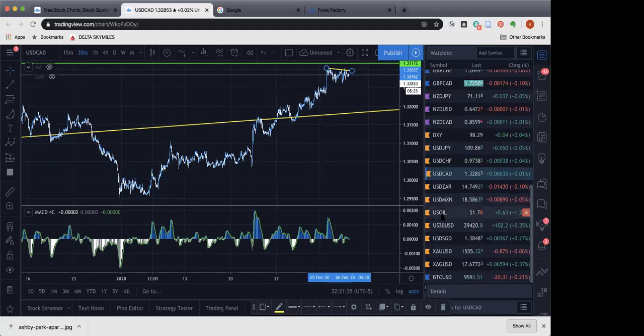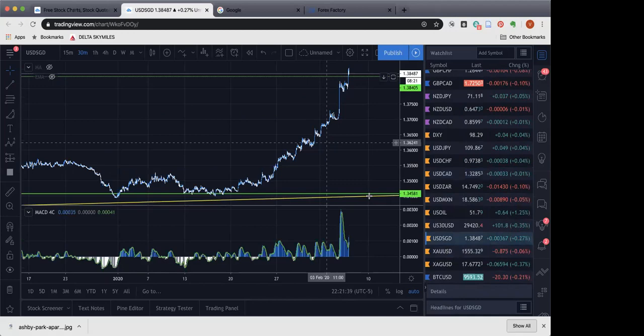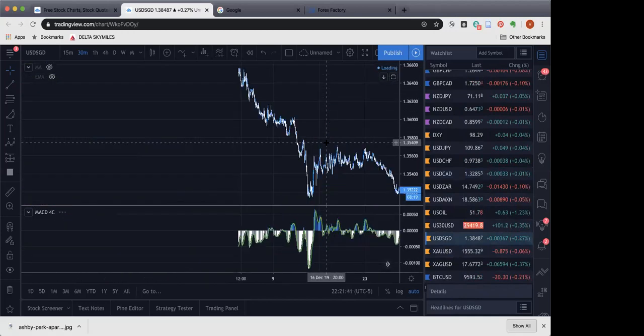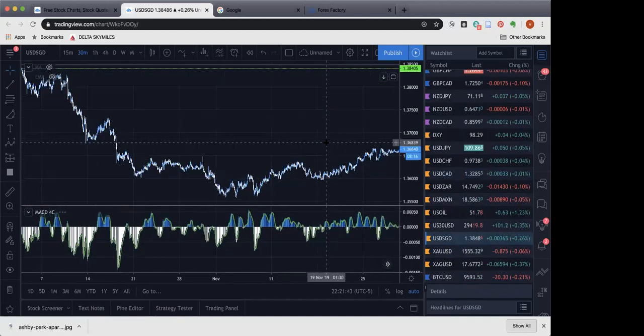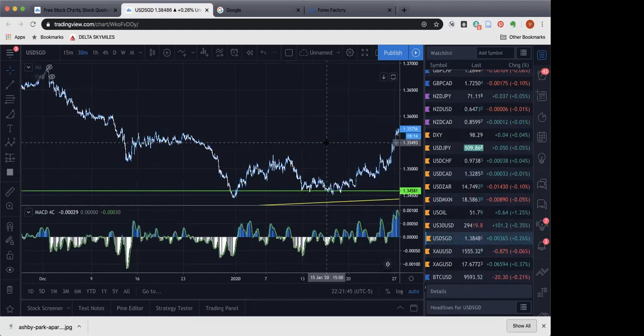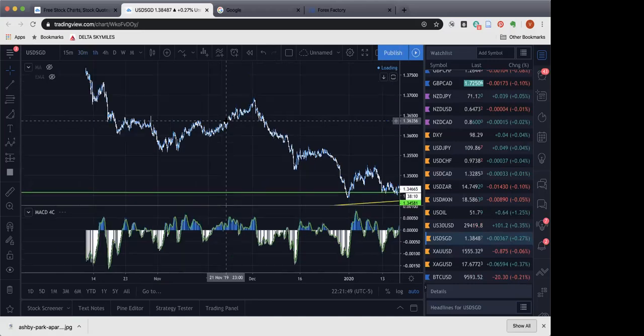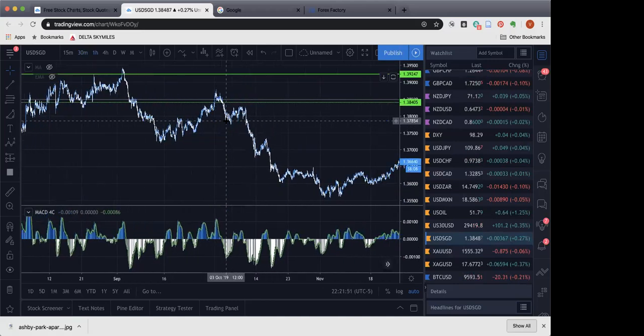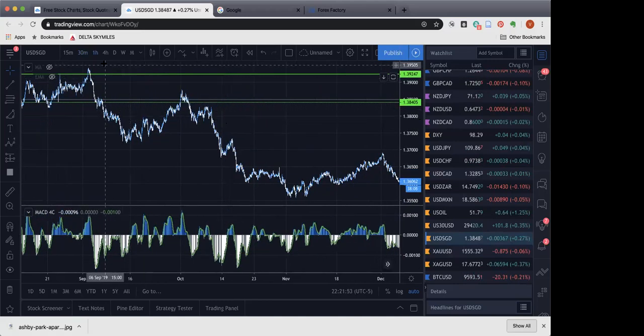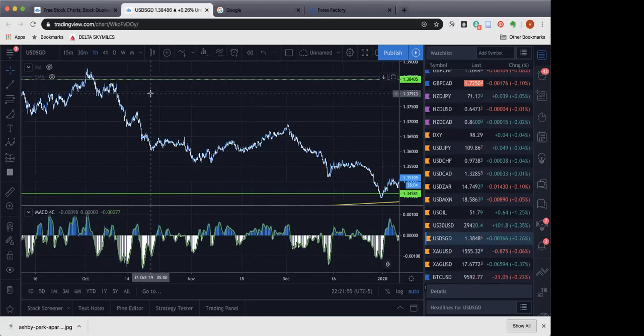Dope. Let me see if I can go back to the pair. I may still have it up there. Okay, I definitely deleted it, but I'll draw it again. So go to the 1 hour. Basically, the Elliott Wave is how the market moves down. So we'll just take this leg right here.